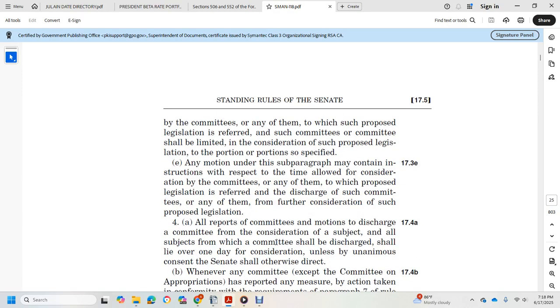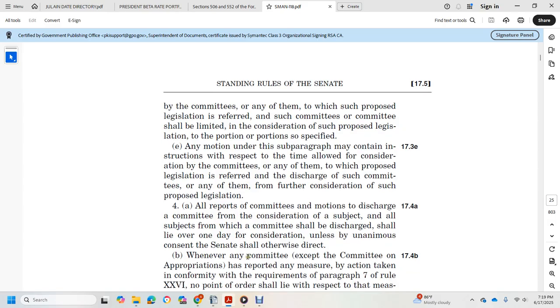All reports of committees and motions to discharge a committee from the consideration of a subject, or all subjects, of the committee to be discharged shall lie over 1 day for consideration unless by unanimous consent the Senate shall otherwise direct.